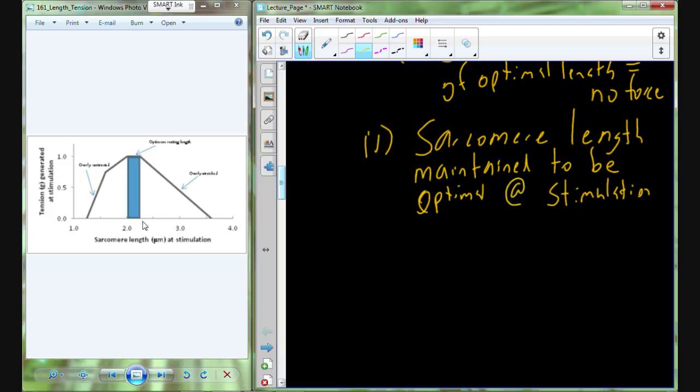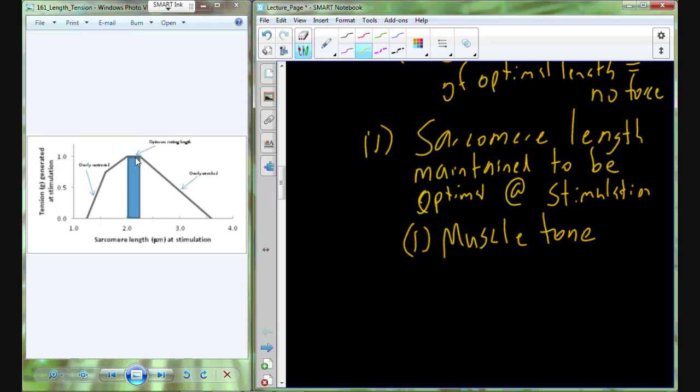And so muscle will try to continue to stay right at this length of sarcomere, keep the sarcomere at that length, so when stimulation actually occurs, we can generate a maximal amount of force. We can generate 1 gram of force in this particular muscle that we prepped for this experiment. This is called muscle tone. You've maybe heard that term before.